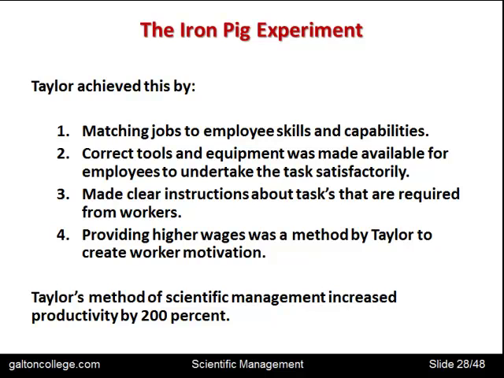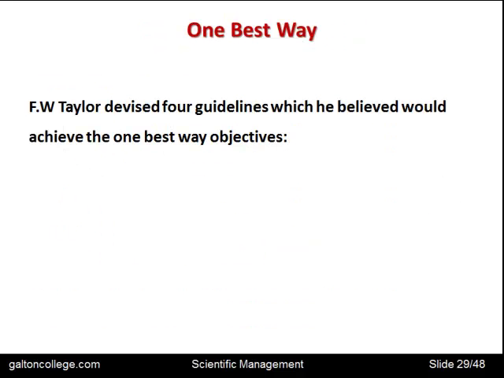Taylor's method of scientific management increased productivity by 200%. So here was a situation where Taylor, in the steel industry, looking at what's known as the pig iron experiment, loading iron onto railway cars, worked out that by allocating the jobs correctly, giving them the right tools, the right instructions, and the right incentives to work, productivity would increase dramatically, as indeed it did.